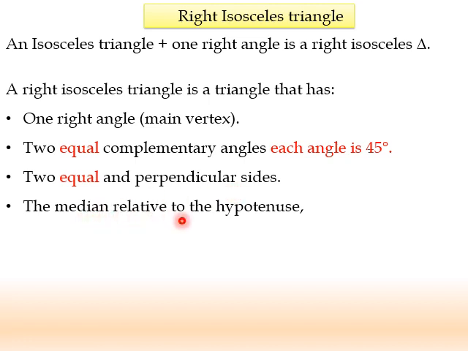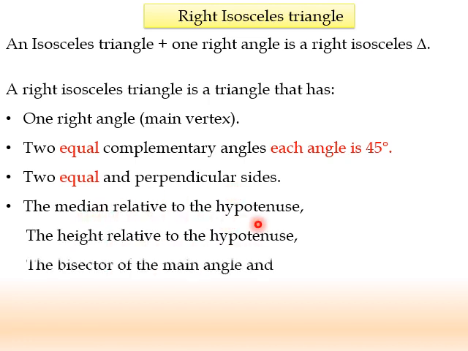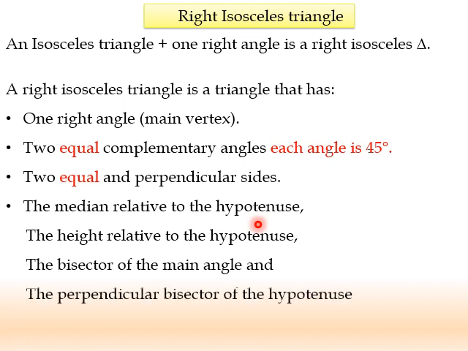The median relative to the hypotenuse, the height, the bisector of the main angle, and the perpendicular bisector of the hypotenuse are overlapping. Overlapping means the median is at the same time the height, the bisector, and the perpendicular bisector. Okay, but only in case it's issued from the main vertex.